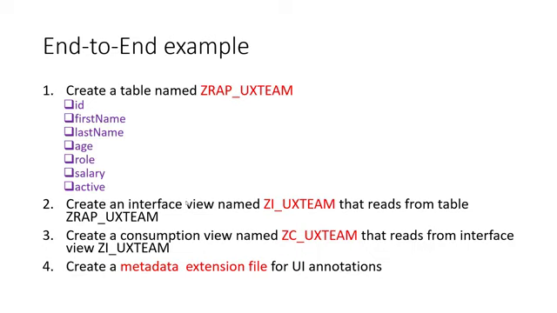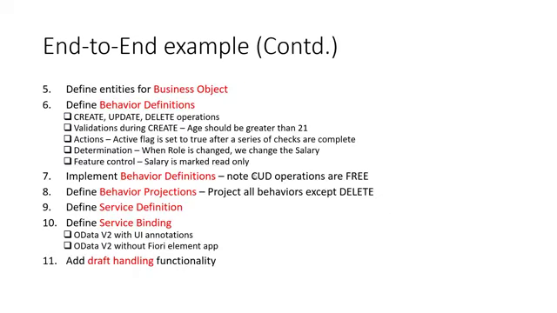So we're going to create a table. We're going to create an interface view. We're going to create a consumption view. We're going to create a metadata extension file for UI annotations. We're going to create the business object. We're going to define entities for the business object. We're going to define some behaviors. We're also going to define behavior projections, service definitions, service binding, and also add draft handling functionality. So these are all the steps, all the stuff that we're going to do in our end-to-end example. And this should give us a good idea of all the feature set available in ABAP RESTful programming model.